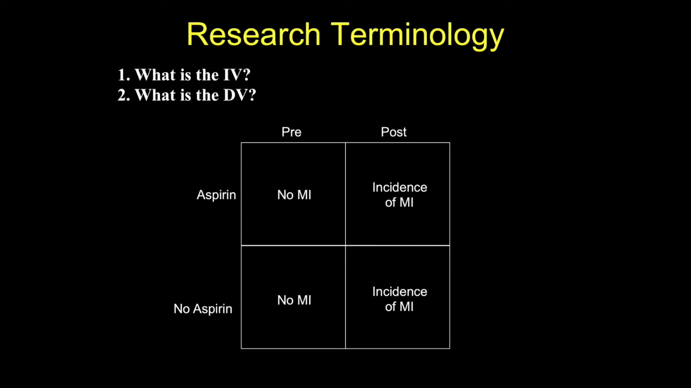So what's the independent variable here? The independent variable is whether or not they get aspirin. What's the dependent variable? Whether or not they get a heart attack. Okay, so you're measuring the incidence of a myocardial infarction. That's the dependent variable, and the independent variable is what you control. That is the amount of aspirin versus no aspirin.